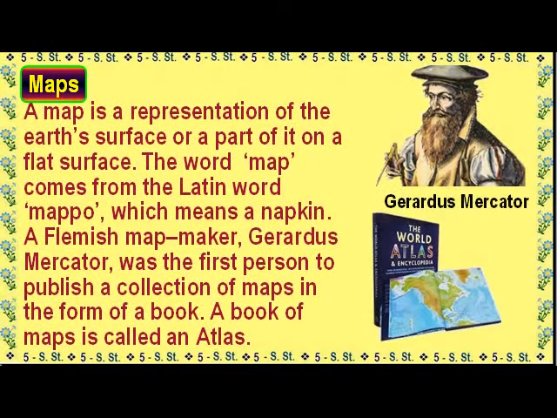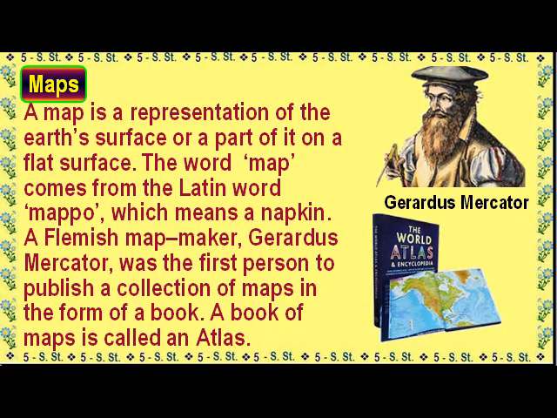Maps. A map is a representation of the Earth's surface or a part of it on a flat surface. The word map comes from the Latin word mappo, which means a napkin. A Flemish map maker, Gerardus Mercator, was the first person to publish a collection of maps in the form of a book. A book of maps is called an atlas.